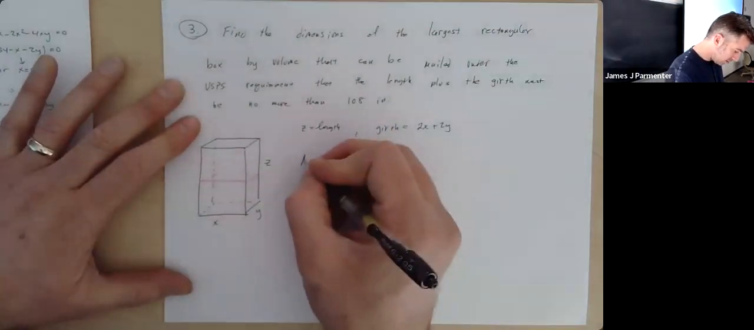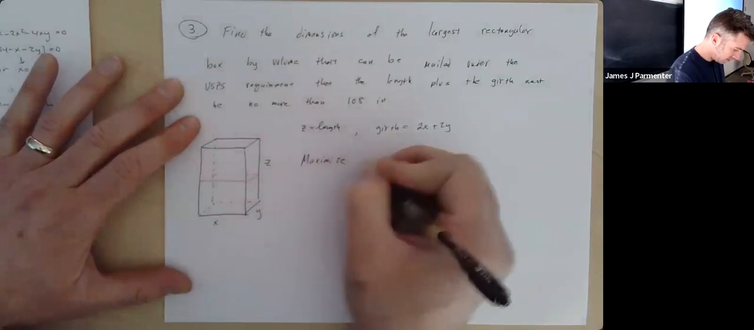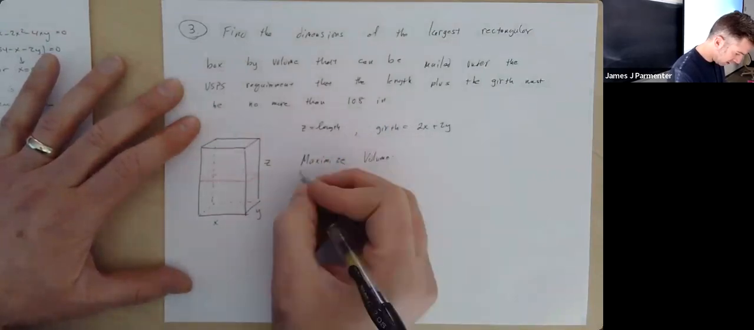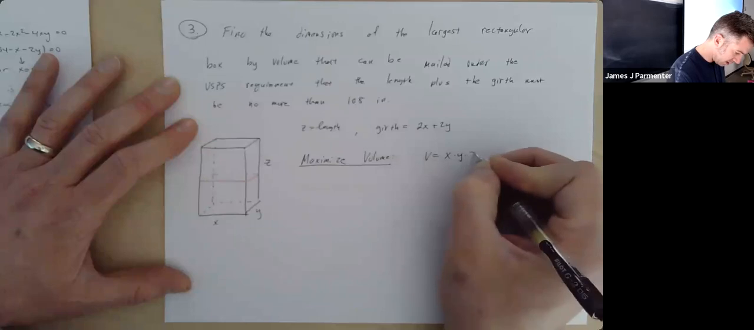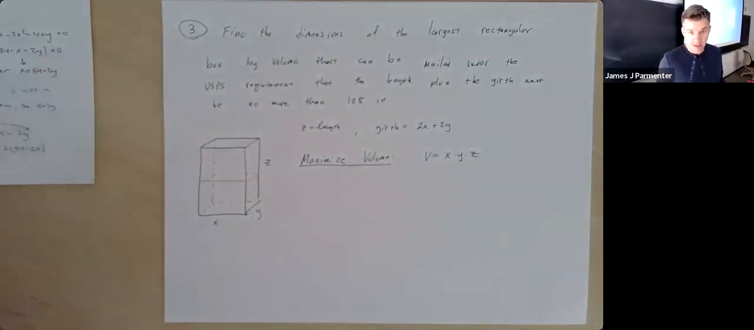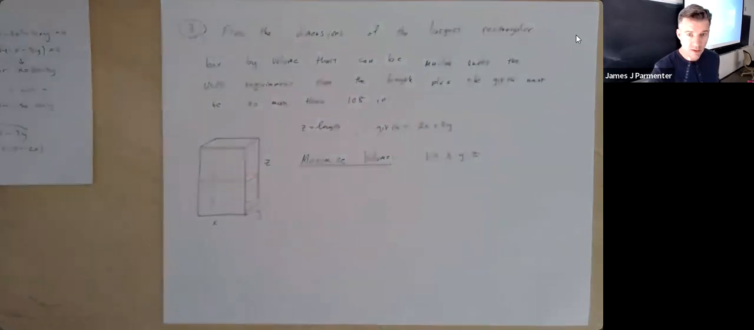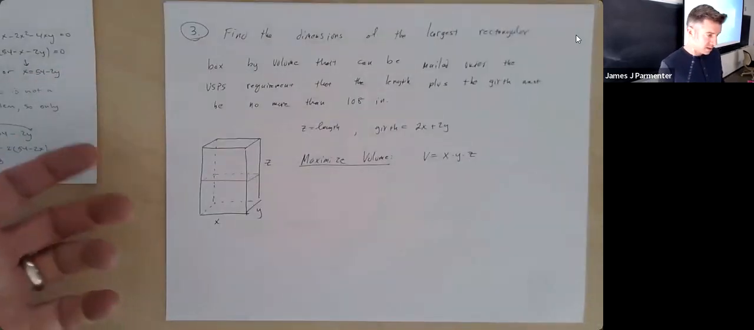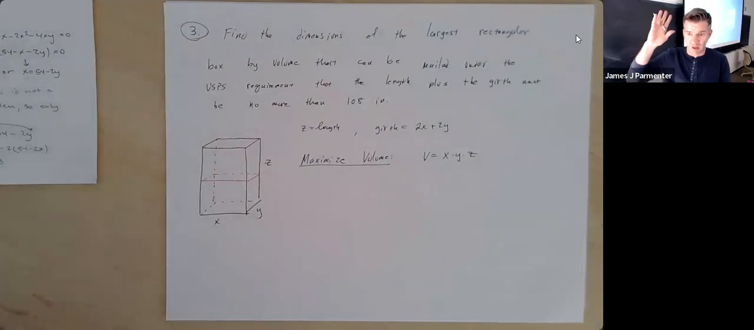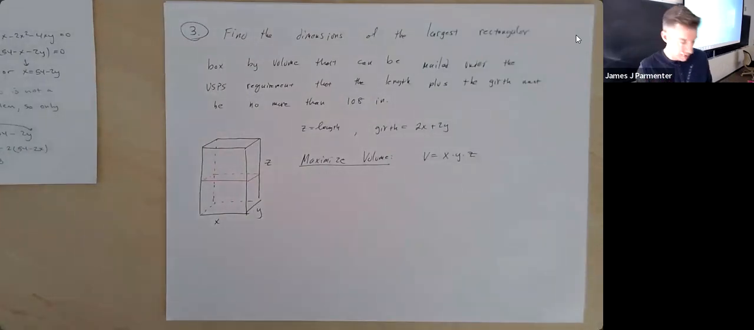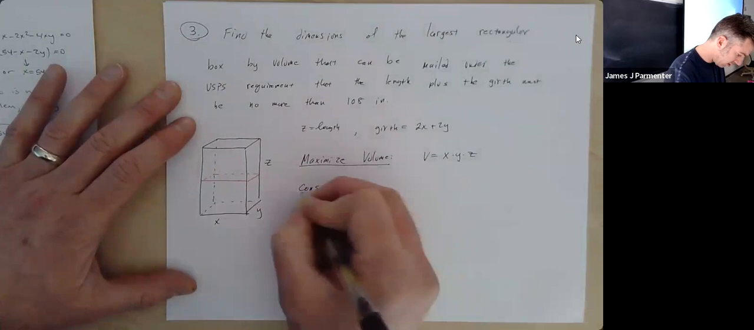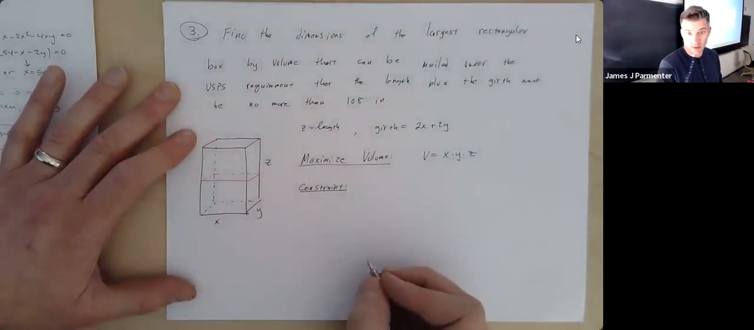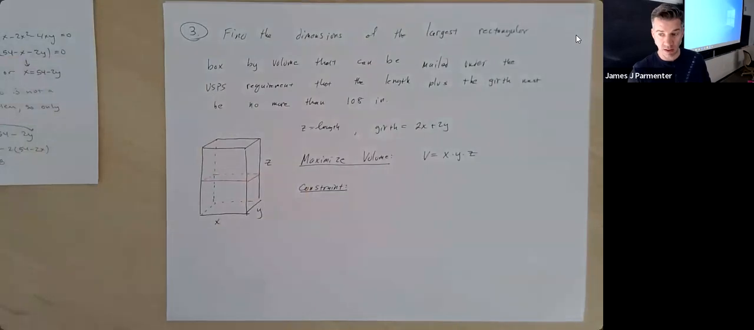And we want to maximize the volume, which just like in the first problem we did today, is going to be X times Y times Z. And as is typical, we have a constraint. In the first problem the constraint was that the corner of the box had to be on this plane. Here, the constraint's a much more real thing. We are limited by the length plus the girth being less than or equal to 108. Since we want to maximize the volume, we're going to set it equal to 108. We're going to use up that full constraint value.